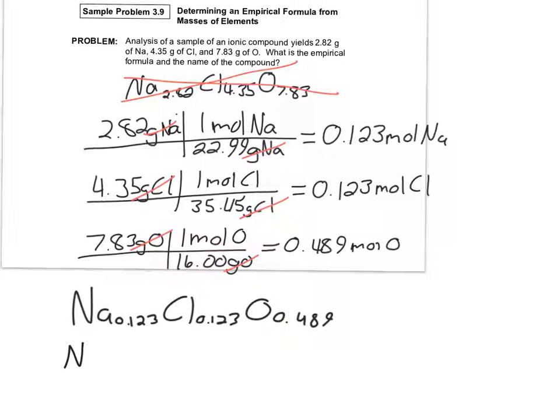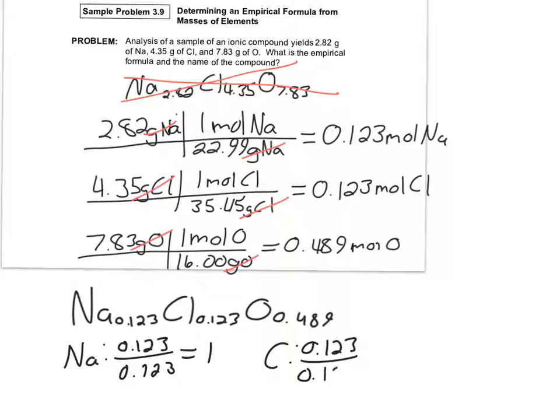So for sodium, I've got 0.123 moles of it. I'm going to divide it by the smallest number, which is 0.123. That's going to equal 1. For chlorine, I've got 0.123 moles divided by the smallest number, which was 0.123. And so that's equal to 1. And then oxygen, we have 0.489 moles divided by 0.123. Let's see, what's that equal to?